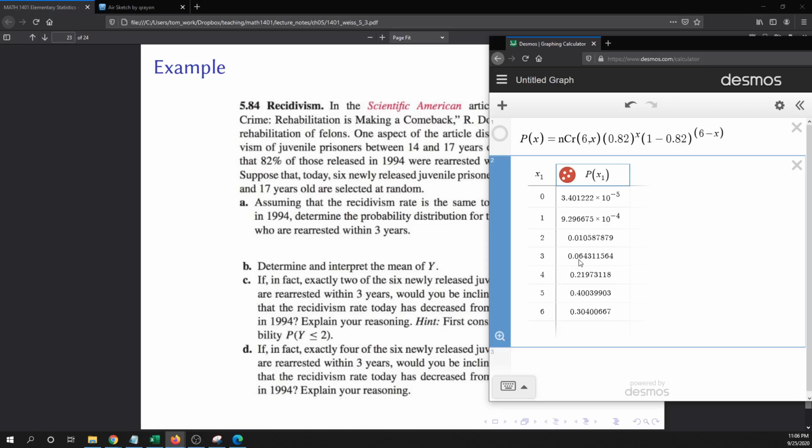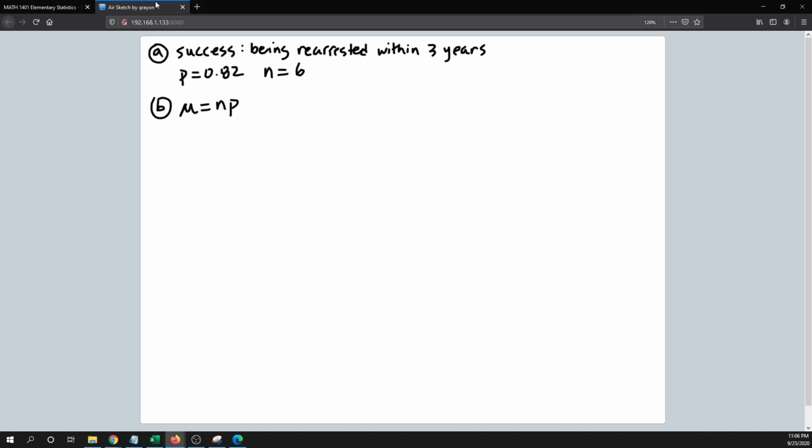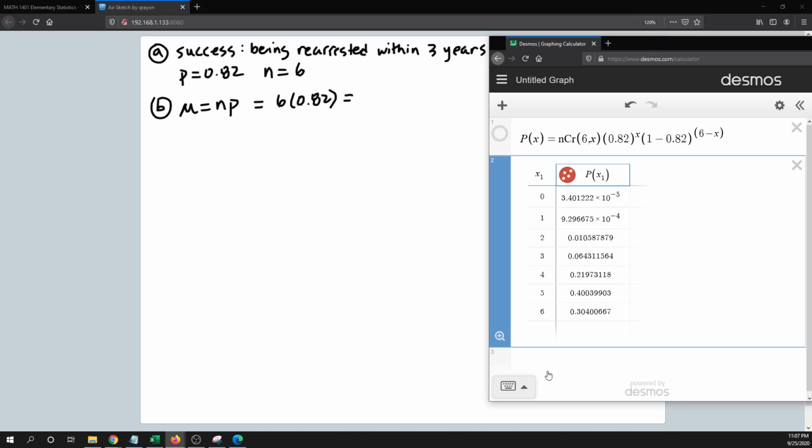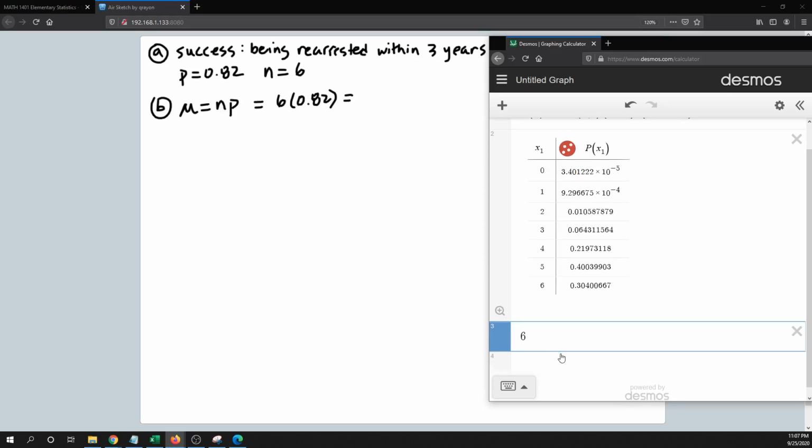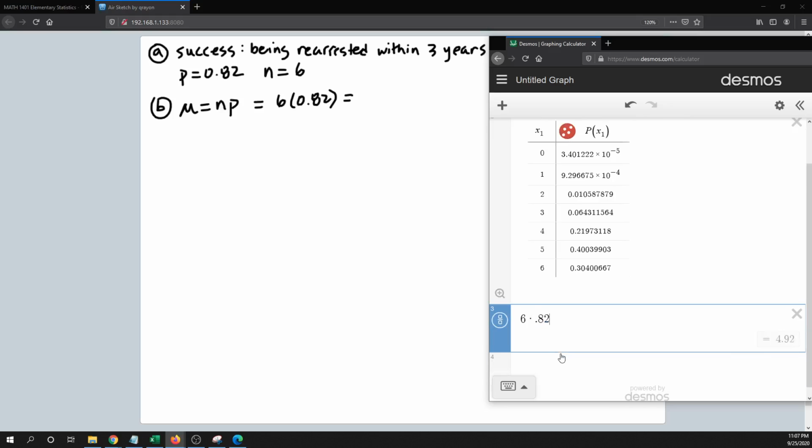All right, next up in part B, it talks about the mean. So we know that the mean is going to be n times p for a binomial random variable. So in our case, it's going to be 6 times 0.82. So let's calculate that out. So we get 4.92. So that's the mean of this random variable.